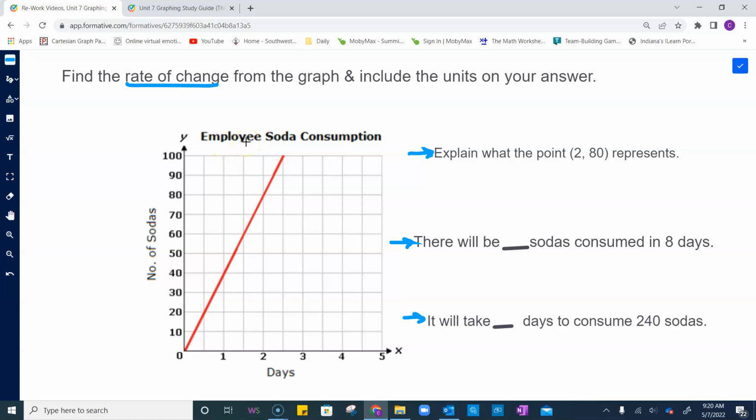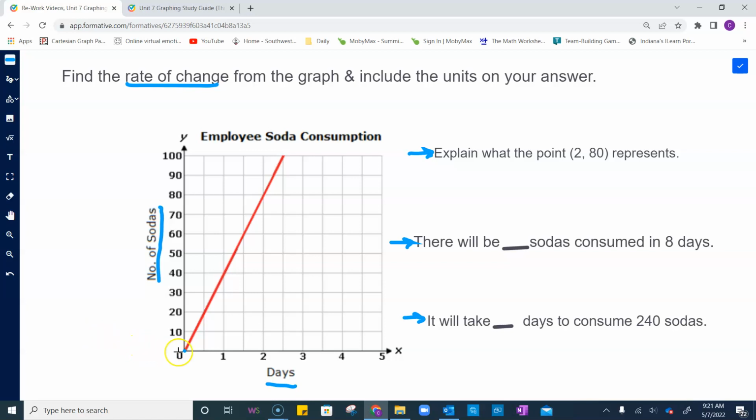It represents how many sodas the employees drink, employee soda consumption, how many they drink over time. So we have number of sodas as our Y value, and that depends on how many days we're going. As the days increase, the number of sodas they have consumed also increases. This is a proportional graph. Don't know if you noticed, it goes through the origin and it's linear. So there's a K value for this graph that could be useful.